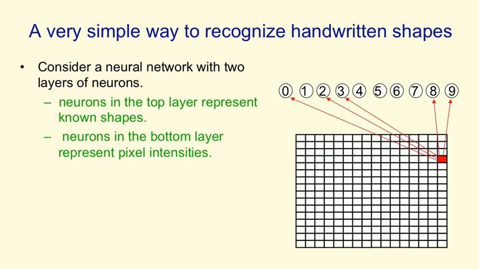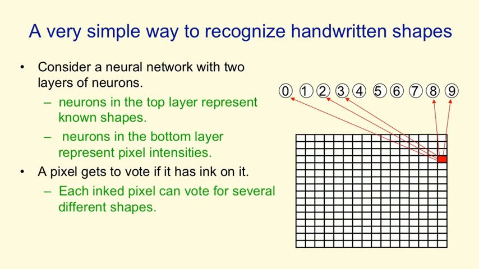What we'd like is that when we show it a particular shape, the output neuron for that shape gets active. If a pixel is active, what it does is it votes for particular shapes, namely the shapes that contain that pixel. Each inked pixel can vote for several shapes, and the votes can have different intensities. The shape that gets the most votes wins, so we're assuming there's competition between the output units. That's something I haven't explained yet, and we'll explain in a later lecture.